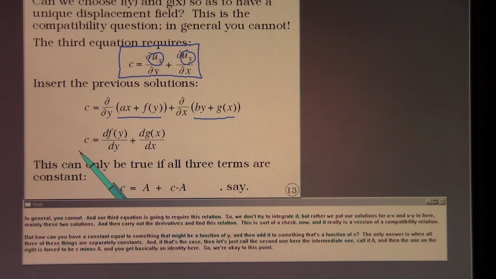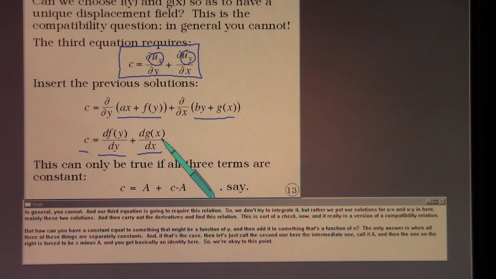But how can you have a constant equal to something that might be a function of y and then added to something that's a function of x? The only answer is when all three of these things are separately constants. And if that's the case, then let's just call the second one here, the intermediate one, a, and then the one on the right is forced to be c minus a, and you get basically an identity here.